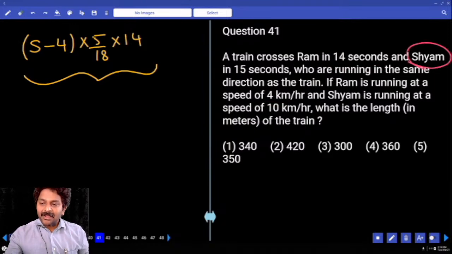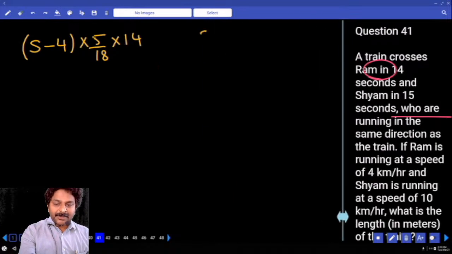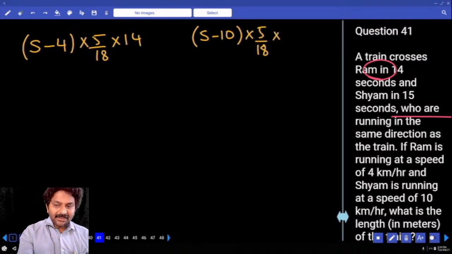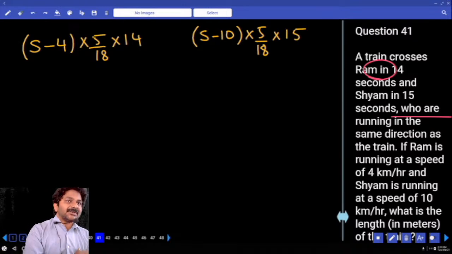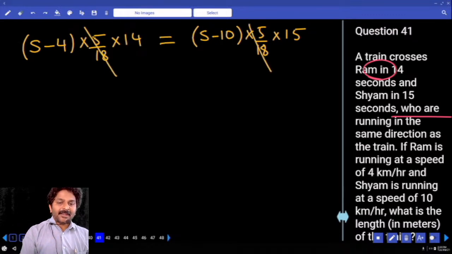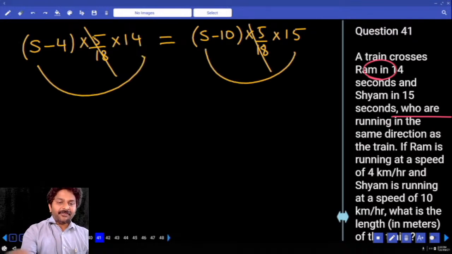With respect to Shyam, how much time is it taking? 15 seconds. Now what is the speed of Shyam? 10 km per hour. In that case, the distance is S minus 10 into 5 by 18 into 15. This is also the distance covered, which is the train length, and both are equal. The 5 by 18 gets cancelled. Any more cancellations? No. 14 S, 15 S.